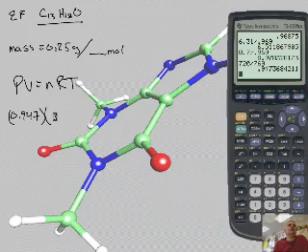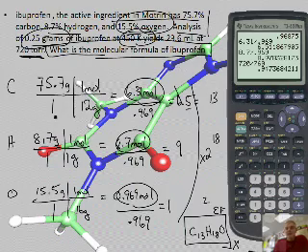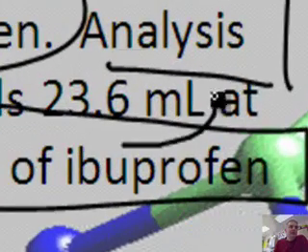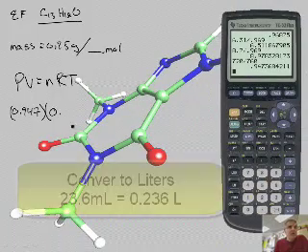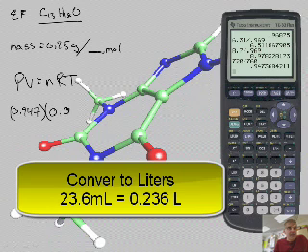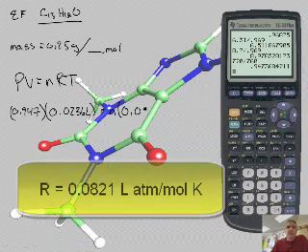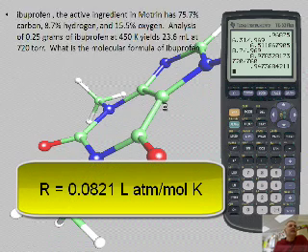times my volume. Now let's look back at the question. The volume was 23.6 milliliters. Now, hopefully you're getting to realize you divide by 1,000 to go from milliliters to liters. So that's 0.0236 liters is equal to N times R. Remember, R is our constant, 0.0821 times my temperature. I think it was 25 Celsius.